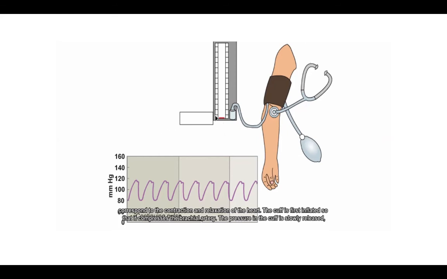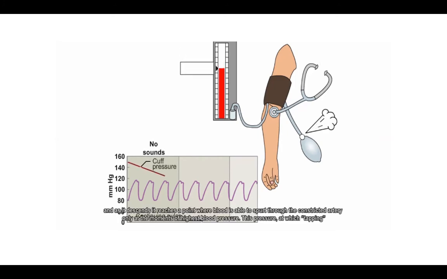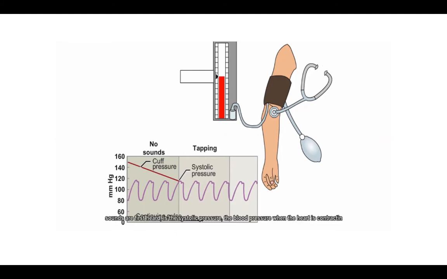The cuff is first inflated so that it compresses the brachial artery. The pressure in the cuff is slowly released, and as it descends, it reaches a point where blood is able to spurt through the constricted artery only at the moments of highest blood pressure. This pressure, at which tapping sounds are first heard, is the systolic pressure, the blood pressure when the heart is contracting.